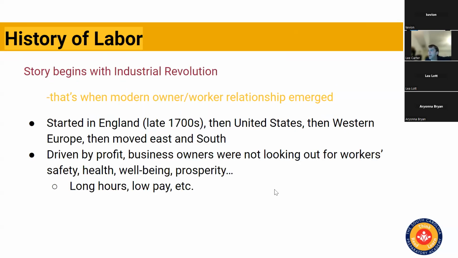All right, so I'm a history guy really, and so the thing with social studies is that they all kind of weave together, and so because I'm a history guy, you get a little bit more history when I'm teaching the econ classes. All right, so the story is going to begin with the Industrial Revolution. And that's when what we would call the modern owner and worker relationship really becomes what we think of.